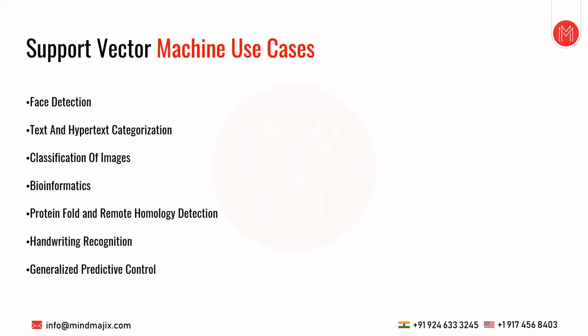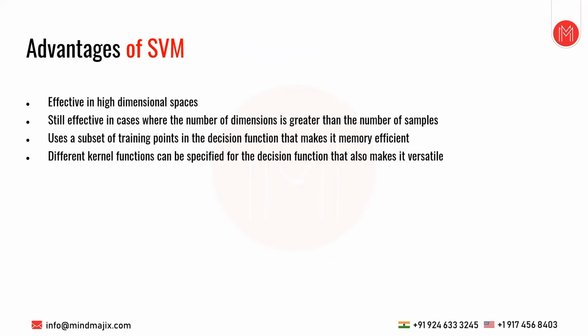With the support vector machine, we can do face detection, text and hypertext categorization, classification of images, bioinformatics, protein fold and remote homology detection, handwriting recognition, and generalized predictive control. There are many more tasks. It's not just one or two tasks, there are many tasks.